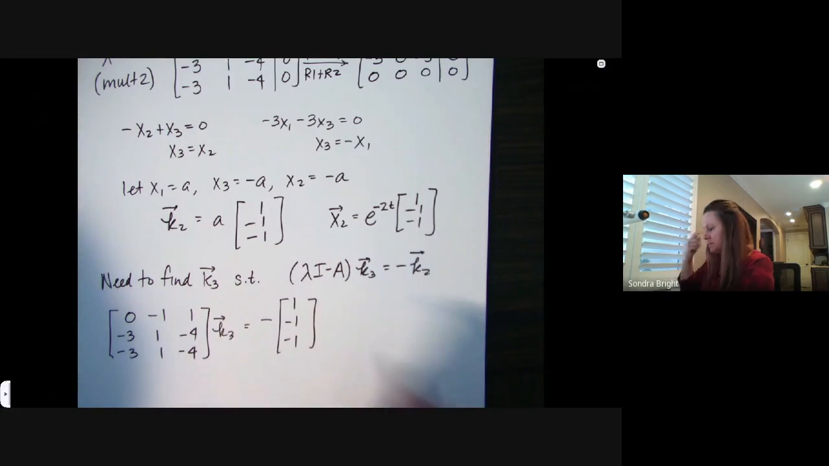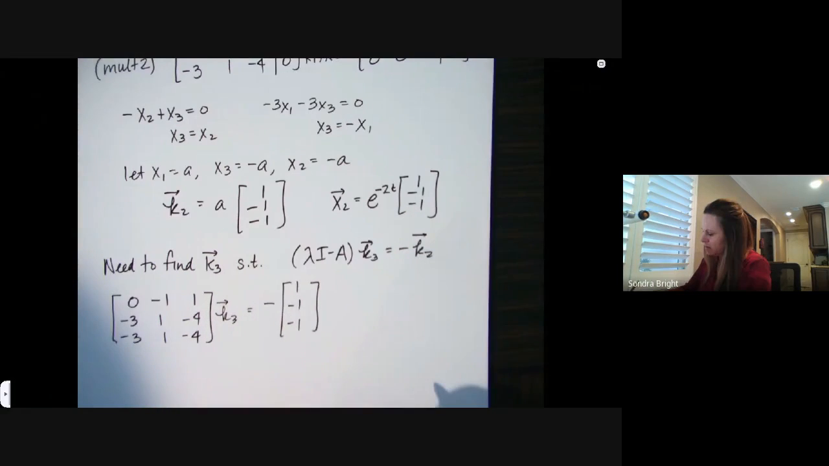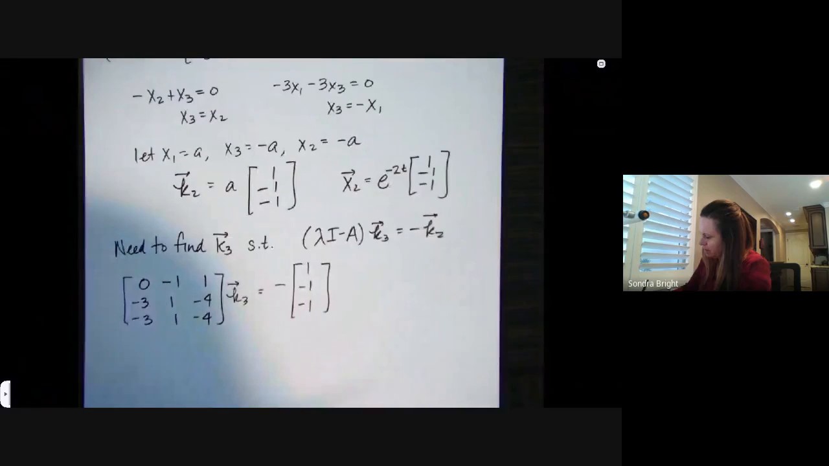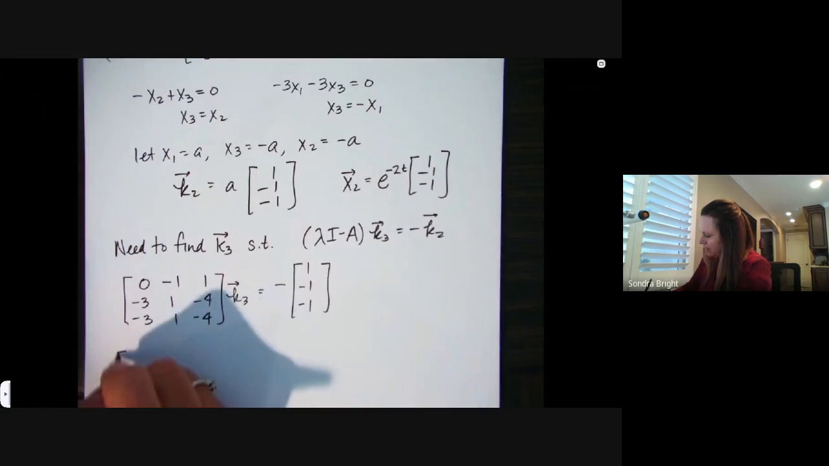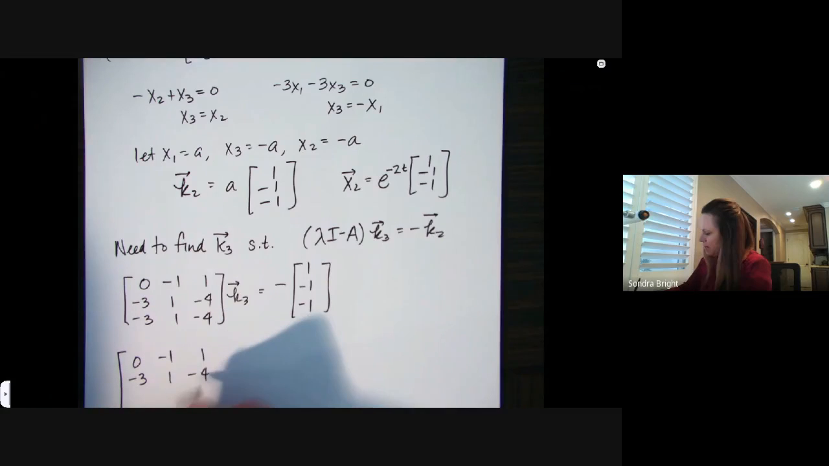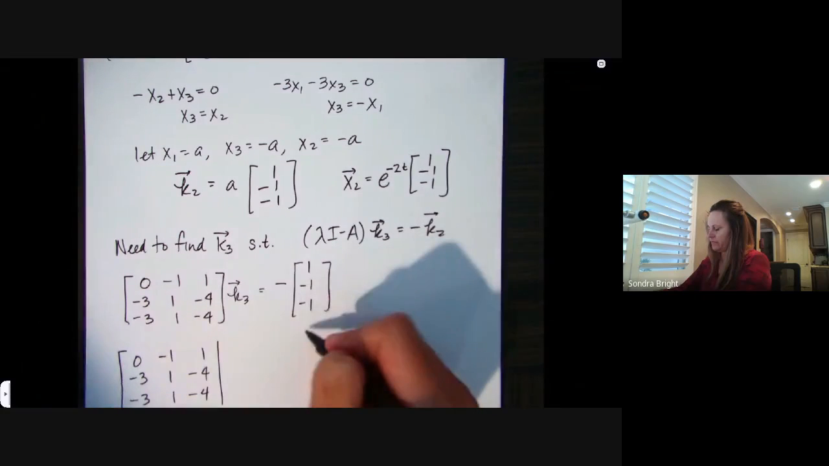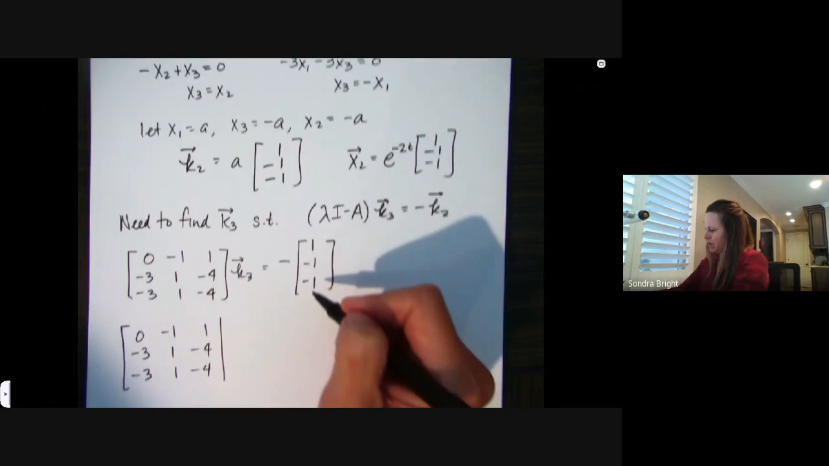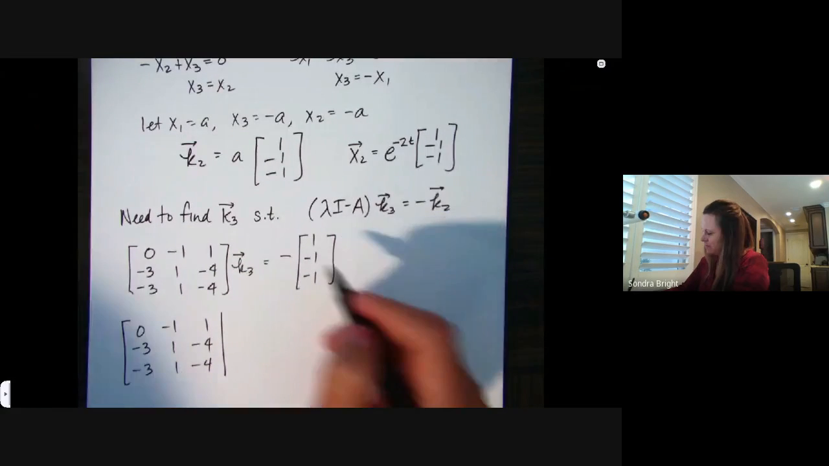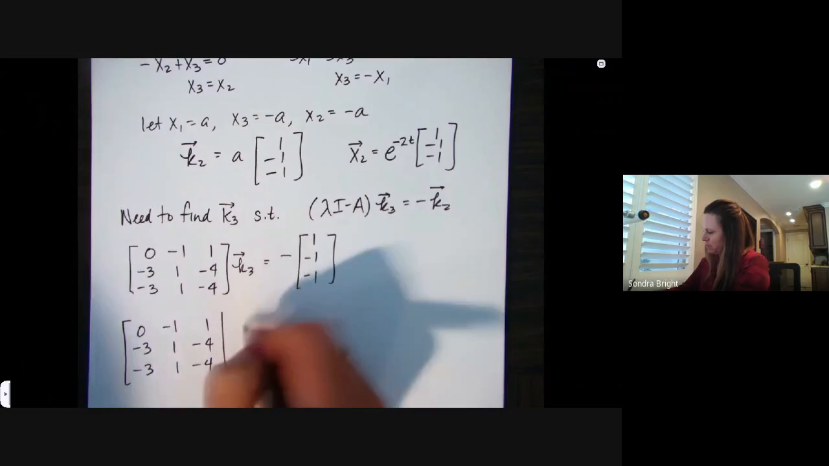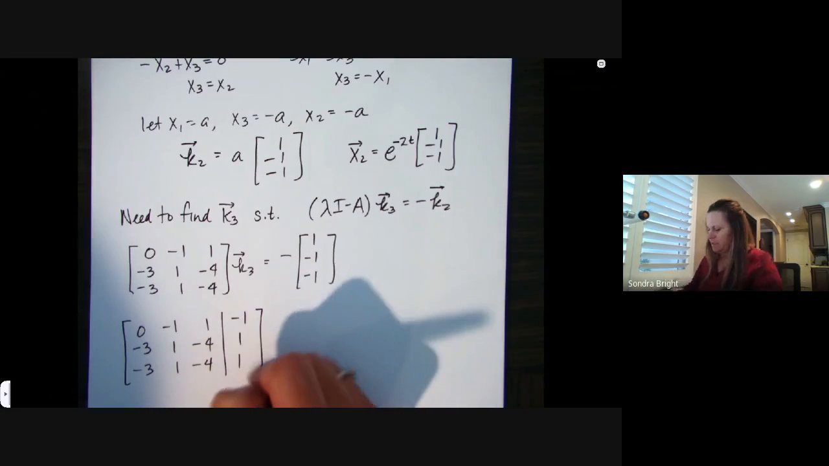All right, so now I'm solving. I can use the augmented matrix of 0, -1, 1, -3, 1, -4, -3, 1, -4. Augment it with, we're solving k3 for when your, not coefficients, but the answer column, right? So I'm going to distribute the negative in there: -1, +1, +1.